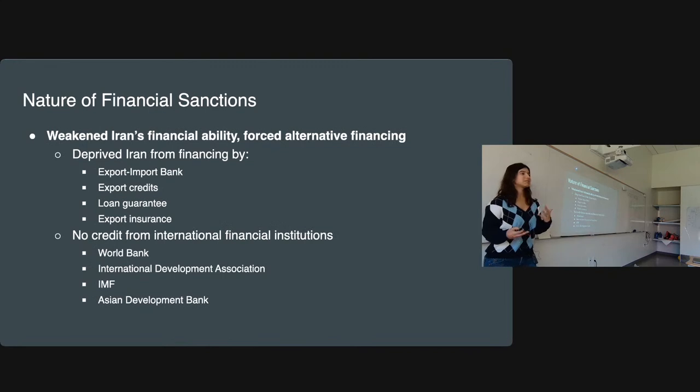So just to give you some background on financial sanctions, people generally aren't as familiar with those. It's basically the U.S. was able to weaken Iran's financial ability and force alternative financing through that. They basically ruined Iran's credibility in markets like the World Bank, International Development Association, IMF, et cetera, and just deprived Iran from financing in general.